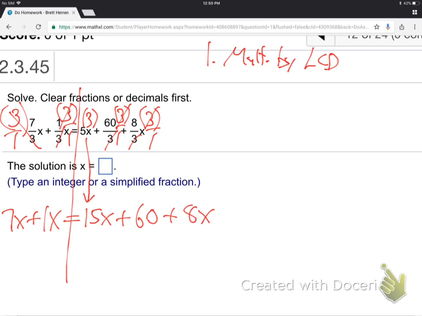Go ahead, now you can combine these two, 8x over here, and here's 15 and 8, with a 23x. Combine like terms to the left and the right. Very good. Yeah, negative 4 should be the answer. Negative 4? Negative 4 is the answer, I believe. All right, so 7x and 1x is 8x. Yes. 15x and 8x is 23x. Mm-hmm. 60. So far, so good.